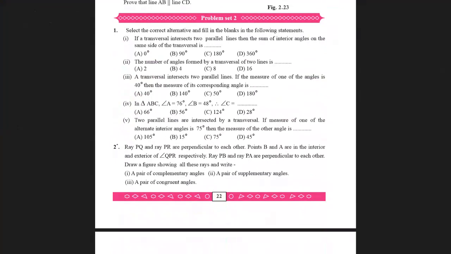A transversal intersects two parallel lines. If the measure of one of the angles is 40 degrees, then the measure of its corresponding angle is 40 degrees. Option A. Fourth question.